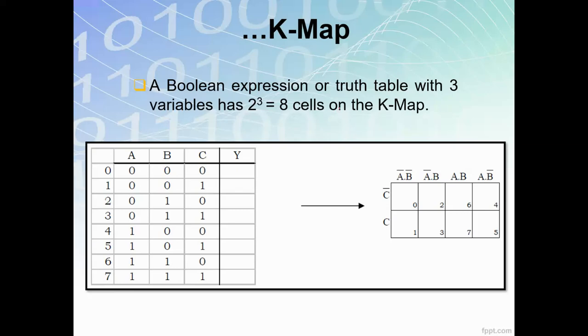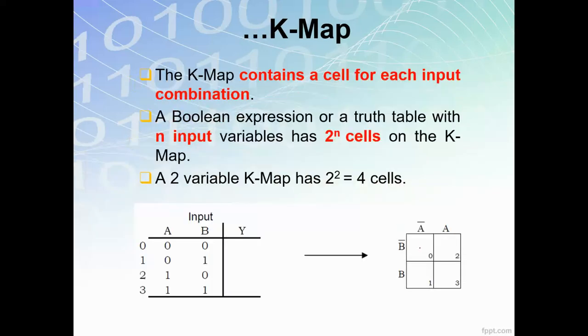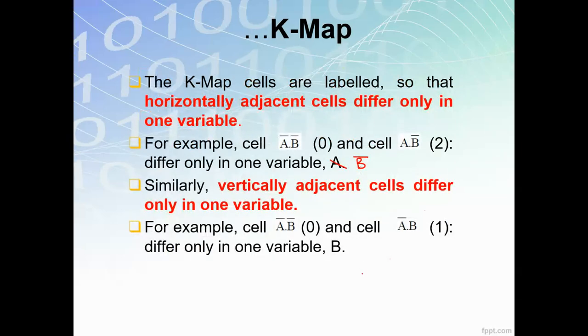So for the Boolean expressions, if they are horizontally adjacent, they share a B bar. If vertically adjacent, you have an A bar. Like this. Horizontally, you have only one particular variable that differs. Vertically, likewise, you have only one variable of difference. That is what it means.